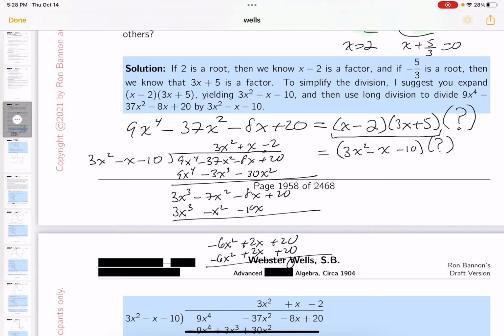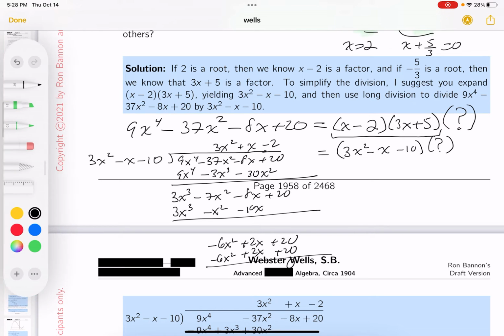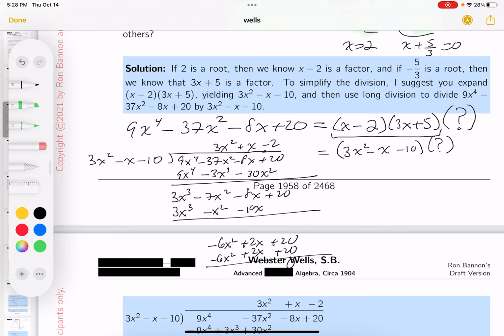And let me write that down for you. Just give me a second to do so. And I'm going to erase this over here. I'm done with that. And I'm going to write down the missing factor now. And I just found it by division. What I find? 3x squared plus x minus 2.